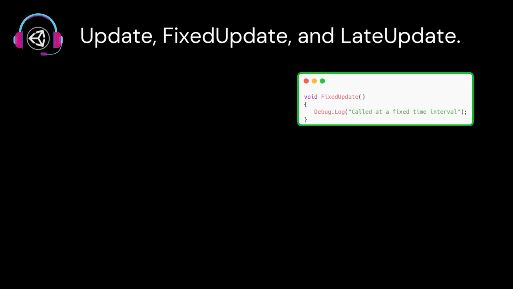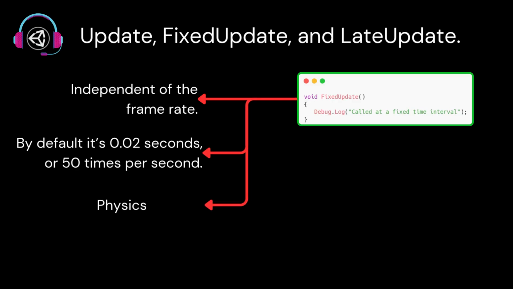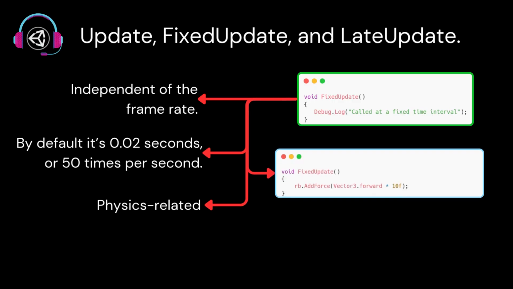Unlike Update, FixedUpdate is called at a fixed time interval, independent of the frame rate. By default, Unity calls it every 0.02 seconds, or 50 times per second. This is the place for anything physics related: applying force, adding torque, or moving Rigidbodies. Because FixedUpdate runs in sync with Unity's physics engine, it ensures consistent, stable behavior even when the frame rate changes. In short, if it moves because of physics, it belongs in FixedUpdate.